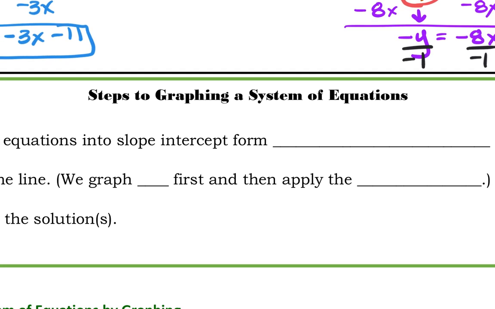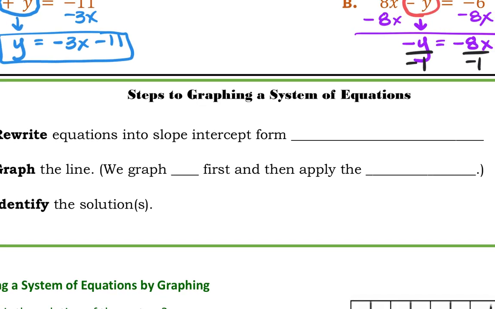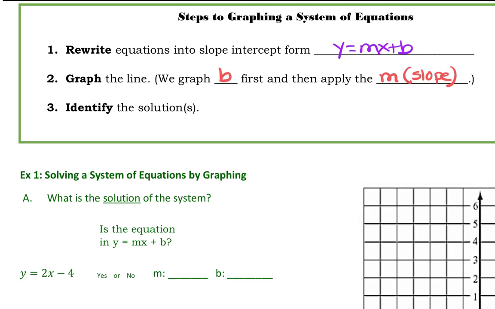All right, so let's look at the steps here. It says, rewrite the equations in slope-intercept form. What is that format? Y equals mx plus b. Mx plus b, that's slope-intercept form. Do we always graph the m first or the b first? Which one do we graph first? The m or the b? The b, the y-intercept. And then we apply the m, the one with the x. It's called our slope. All right, and then after we graph them, we just look for solutions.